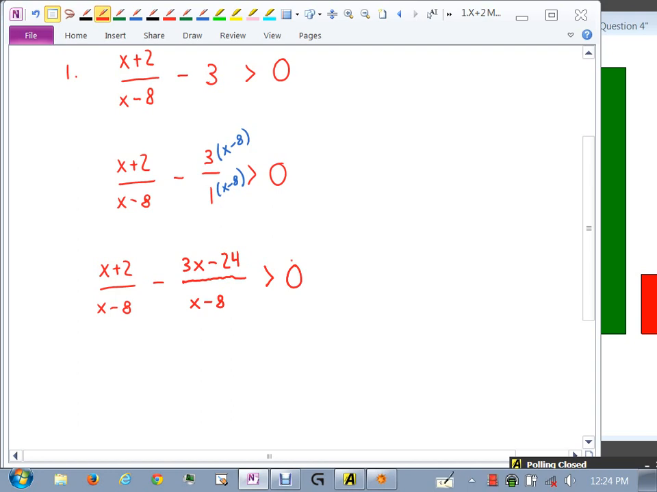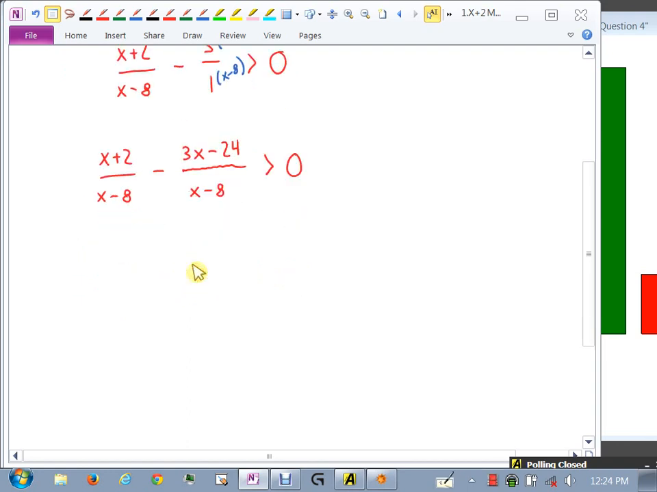Now we can put these two together, can't we? Because they have the same denominator. So what we do is we do x plus 2, then we subtract everything here. And what do you have to be careful with when you subtract something like this? Change the signs of both. So it's going to be x plus 2 minus 3x plus 24. Please take special note that that negative will have to pass through to both of those when you get to this step. All over the common denominator, x minus 8 greater than 0.